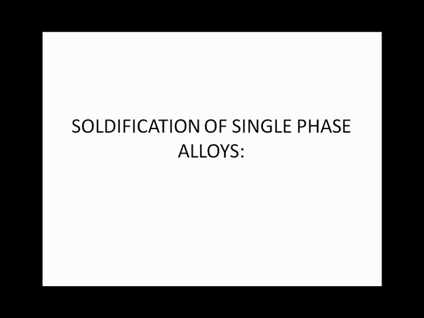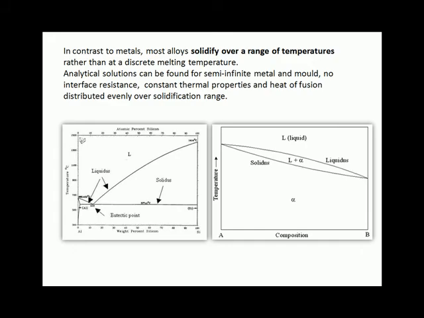Hello, now we will talk about solidification in single phase alloys. All metals solidify at a unique temperature, while alloys, in contrast to metals, solidify over a range of temperature. As shown in the eutectic phase diagram, aluminium melts at around 650 degrees Celsius, while silicon melts or solidifies at around 1414 degrees Celsius, while an alloy of aluminium and silicon solidifies over a range of temperature. For example, we can see at 40% silicon the alloy solidifies over this range of temperature.